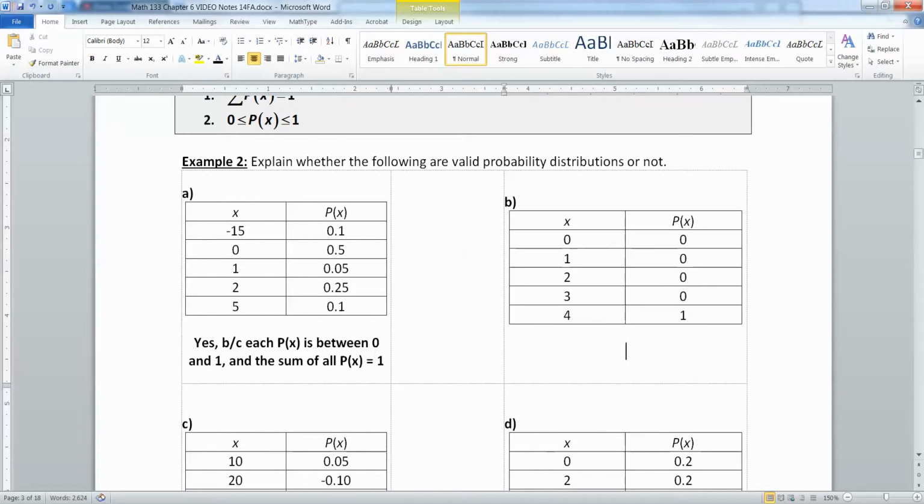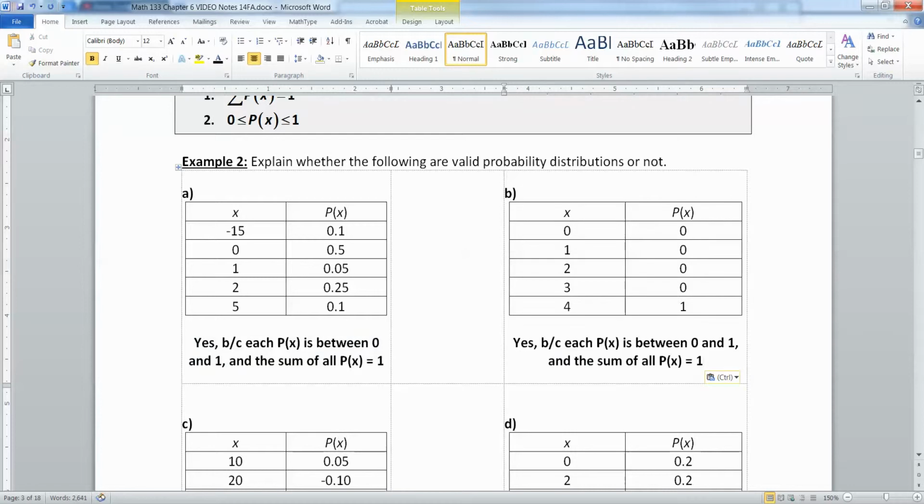What about the next one? Well, that's a lame probability distribution. It's like a weird die where you can only roll 4s. Well, nevertheless, even though it's lame, every probability is between 0 and 1, inclusive, I guess I should say, inclusive. You can have 0 and 1, that's okay, right?